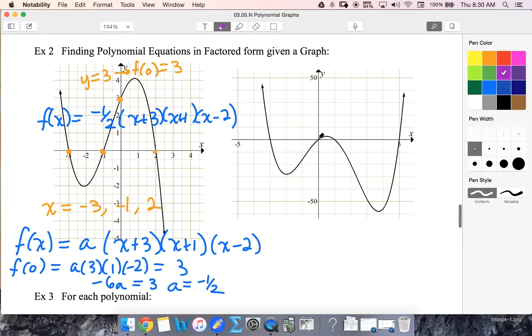I also see that I point up on both ends, leading me to believe that I have an even degree, and it's going to be positive because it looks like a quadratic. But I have 4 roots, which makes me think quartic.